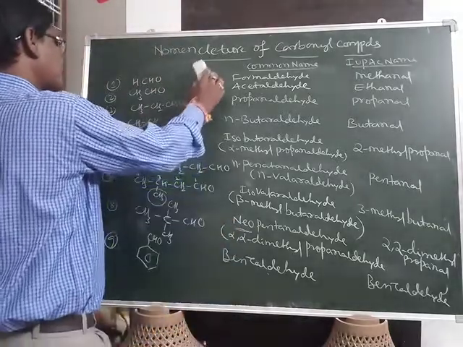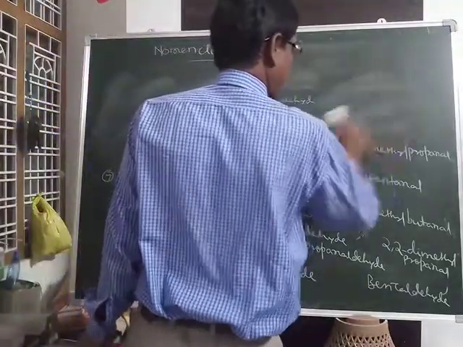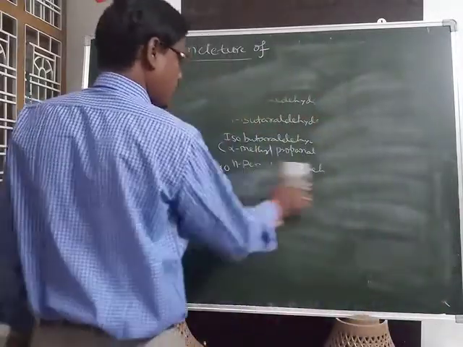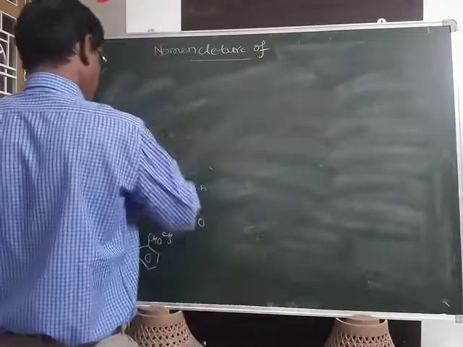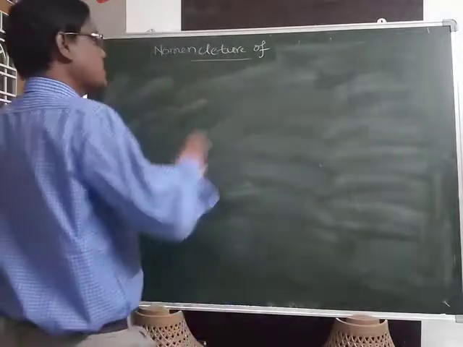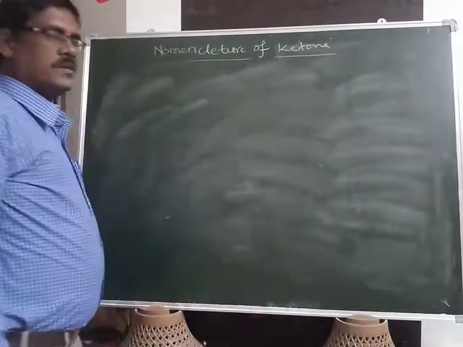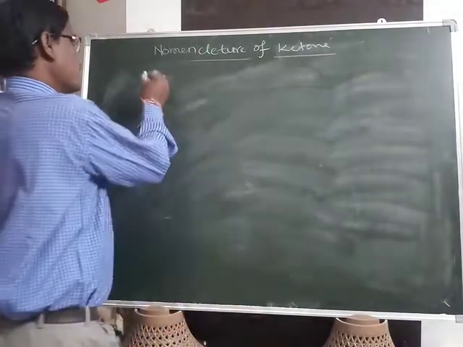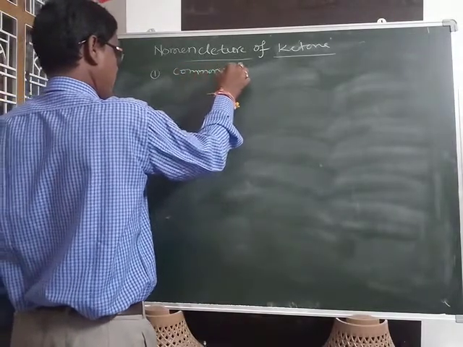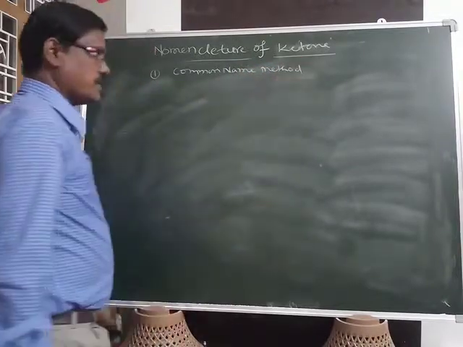And now, nomenclature of ketones. Similar to aldehydes, ketones are also named by two methods. One is the common name method. The second one is the IUPAC name method.